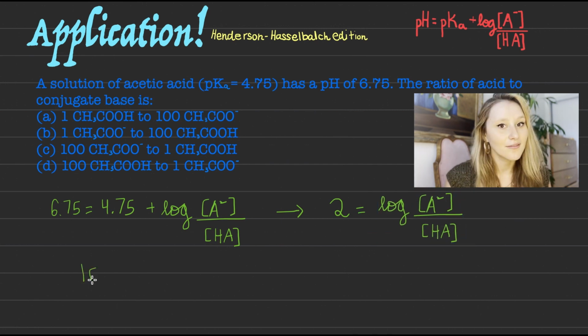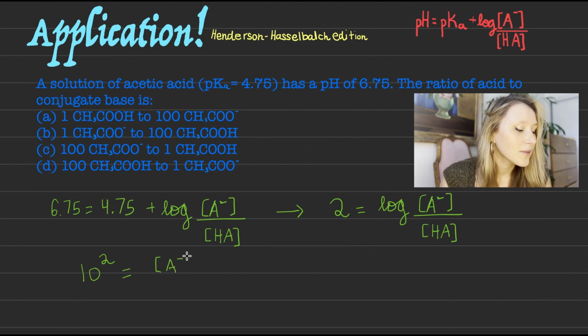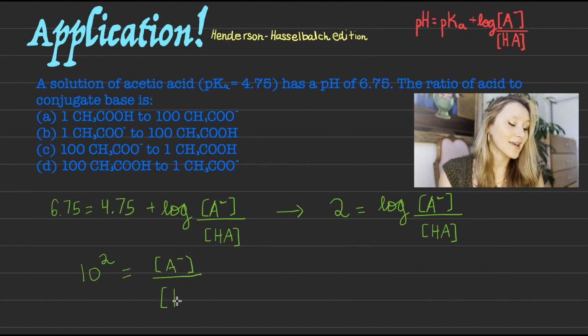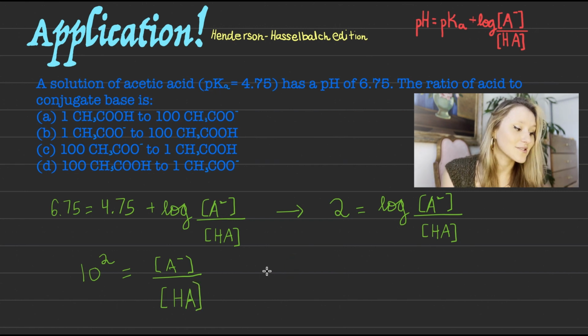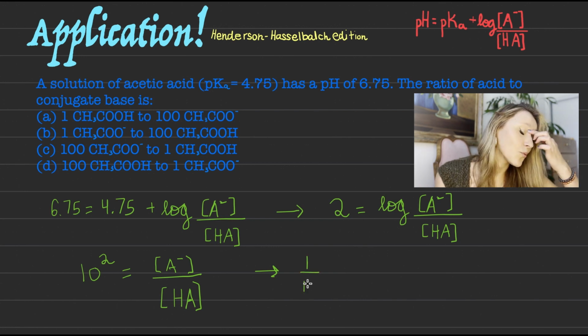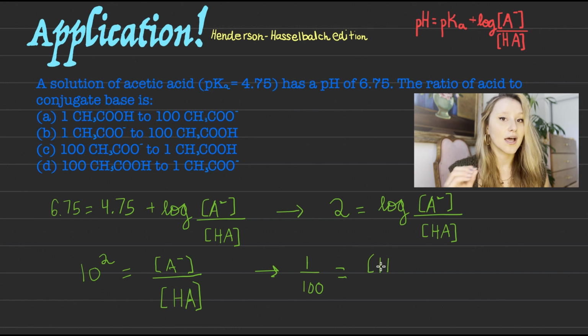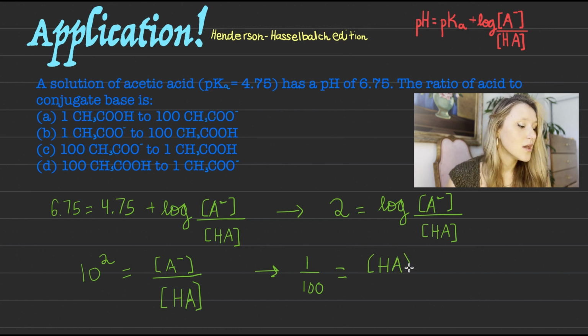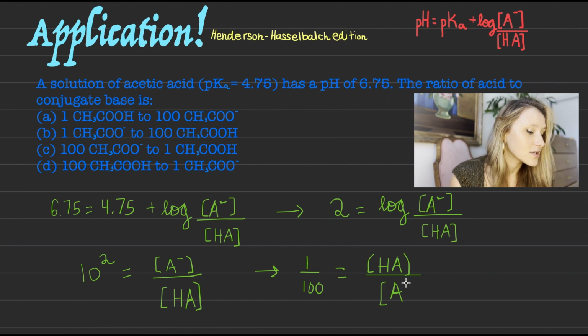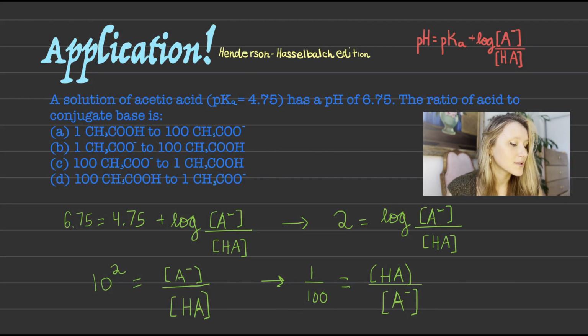Let's convert that. We know how to do that. Let's convert it to exponential form. So we know that 10 to the second power is equal to the concentration of the base over the concentration of the acid. And what we're trying to do is find the acid to the base. So let's flip all of these around. We get 1 over 100, which is equal to the concentration of the acid over the base.